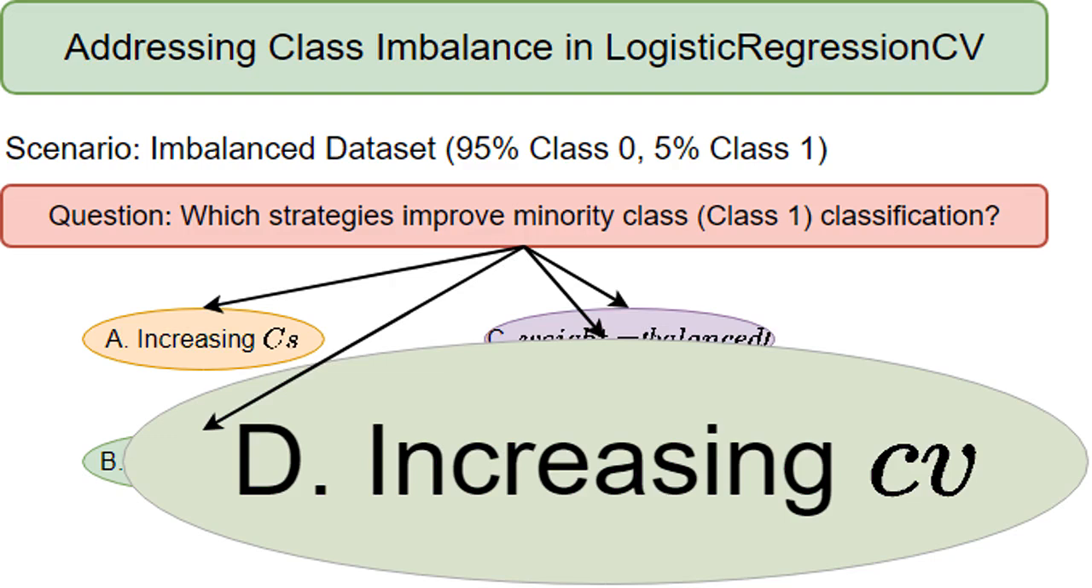I'll increase CV. CV stands for cross-validation. It's a technique to estimate the model's performance more reliably. A larger CV value, more folds, means a more robust estimate. While this doesn't directly address the class imbalance, a more accurate assessment will lead to better hyperparameter tuning, potentially improving performance on the minority class. It's like getting more opinions before making a big decision.